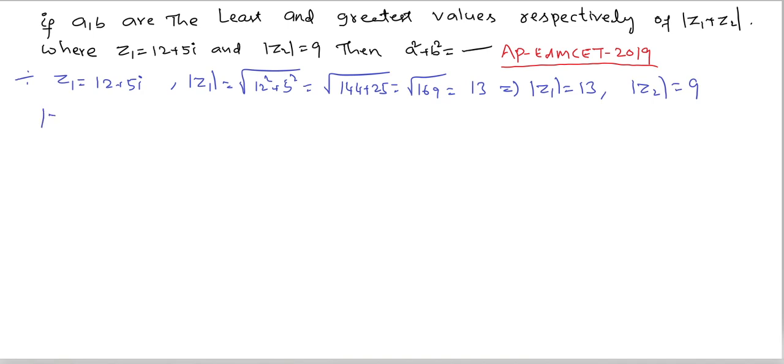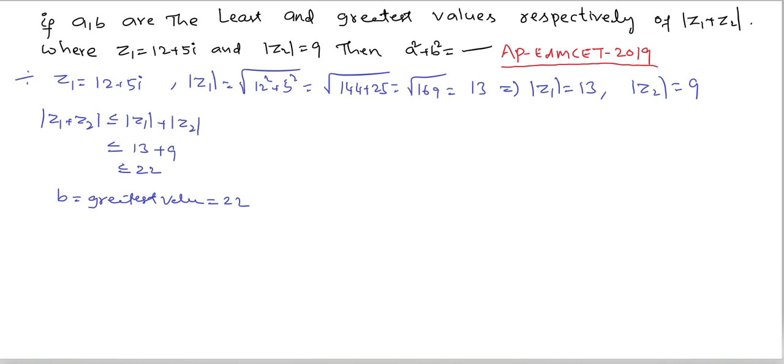We know that modulus of z1 plus z2 is less than or equal to mod z1 plus mod z2. This is less than or equal to mod z1 13 plus 9. 13 plus 9 is 22. So here is the greatest value. This b is given. B is equal to the greatest value, equal to 22.